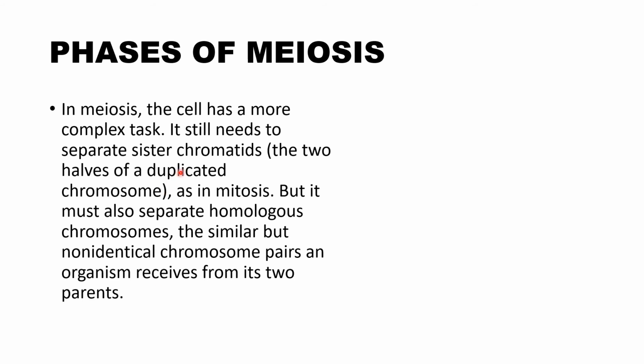Ise-separate niya pa rin yung sister chromatids katulad nung diniscuss ko dun sa mitosis part. Pero meron rin siyang ise-separate na homologous chromosomes na tinatawag. Now, ito yung similar o magkapareho pero hindi mismong identical na chromosome pairs that an organism receives from its two parents. So yun, i-separate pa niya yung homologous chromosomes.